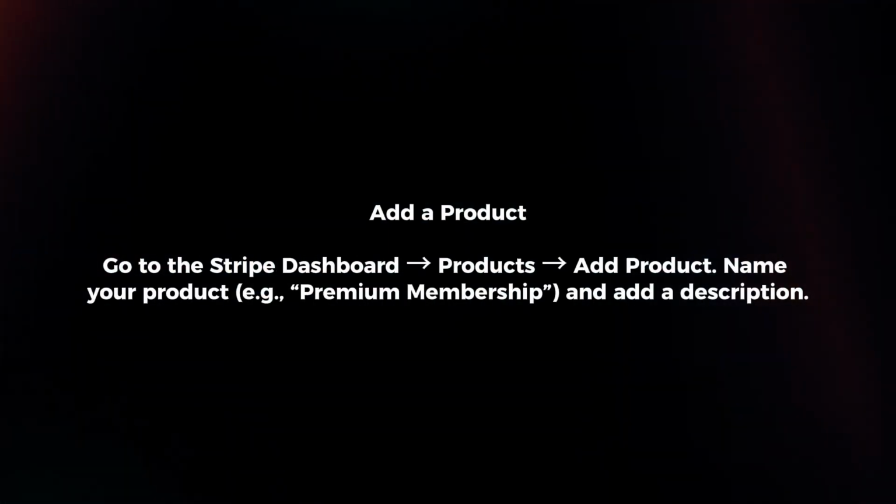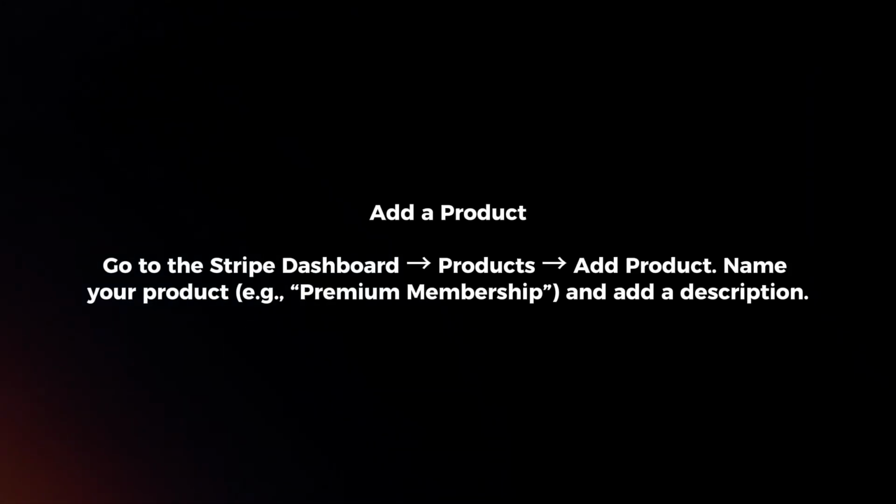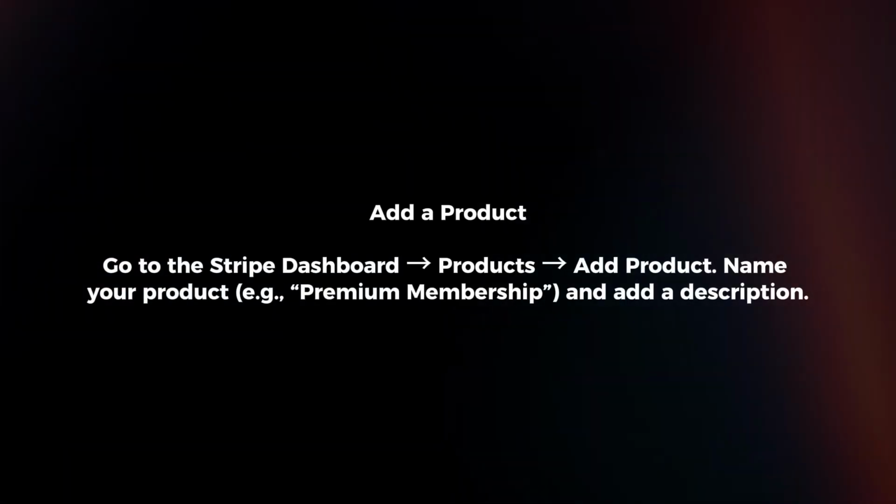Add the product. Go to the Stripe dashboard, Products, Add Product. Name your product and add a description.